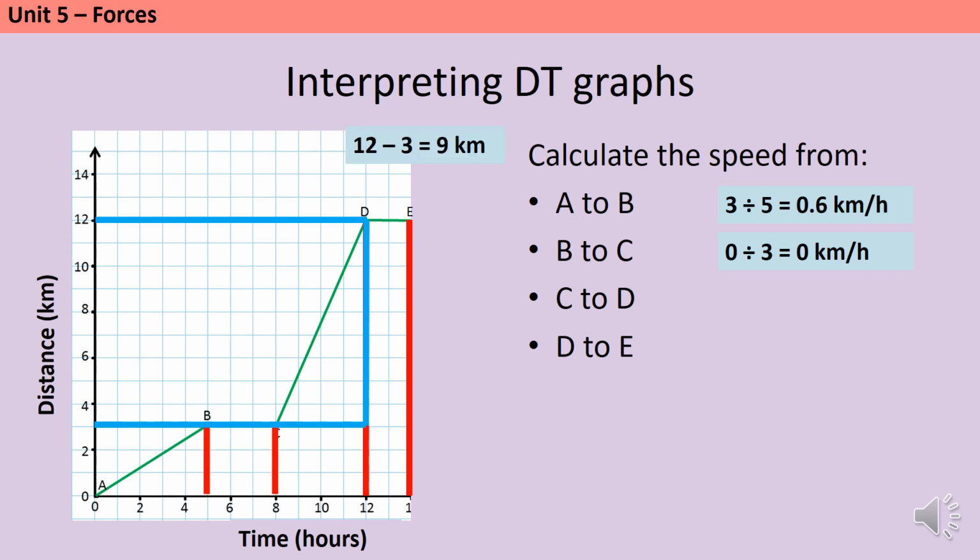12 take away 3 is a total change in distance of 9 kilometres. It's taken them from 8 hours up until 12 hours, so that's 4 hours. Now I can calculate the speed. 9 divided by 4 is 2.25 kilometres per hour.